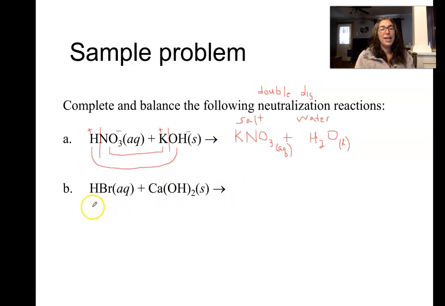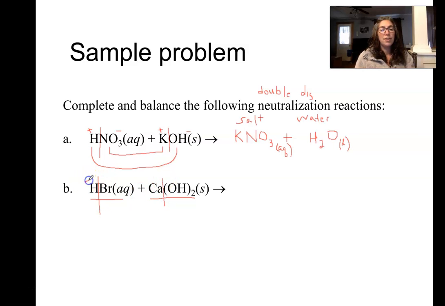All right, next one, we've got HBr and CaOH2. Hydrogen bromide and calcium hydroxide. So again, we need to do a double displacement reaction. We know we're going to make water and a salt. So I'm going to do the same thing. I'm going to divide these into the ions.